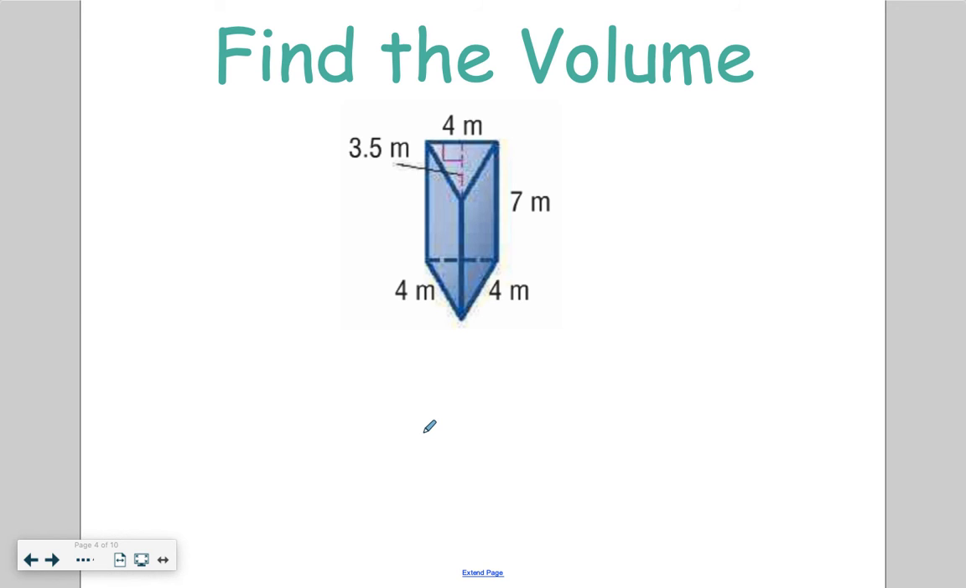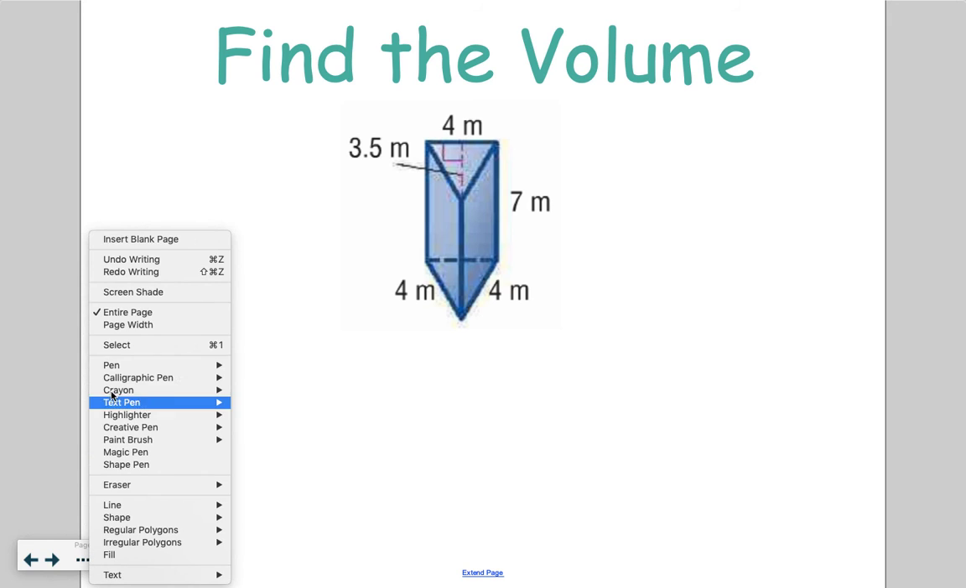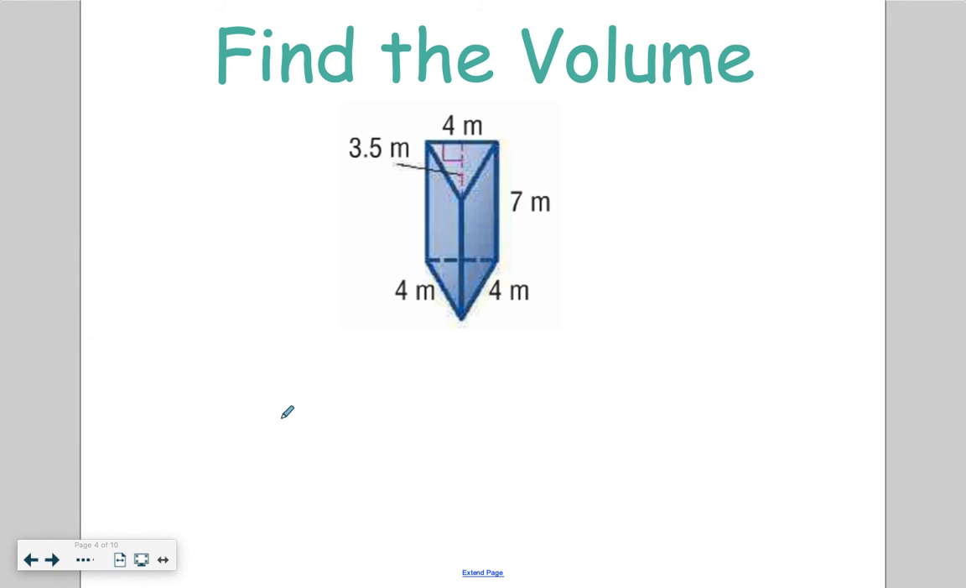Sometimes they give you extra measurements that you don't actually need. So we need to be able to pick out which measurements we actually need. Again, when you are starting these problems, locate the triangle. If it's easier to trace the triangle to help you, do that. We're looking now at the base of this triangle, which is going to be 4, and the height of this triangular shape, which is going to be that 3.5. So that's the height of my triangle.